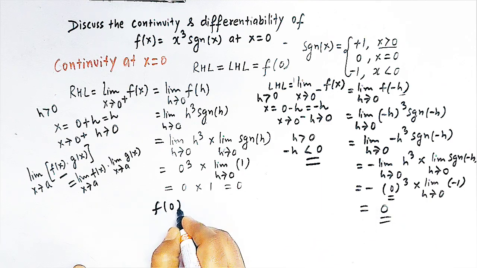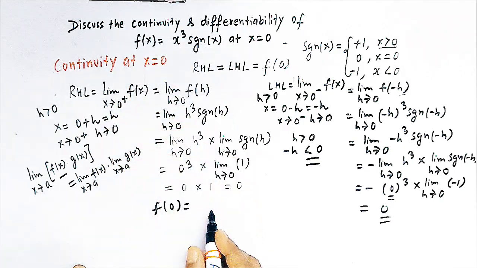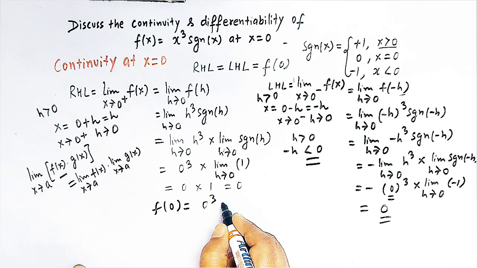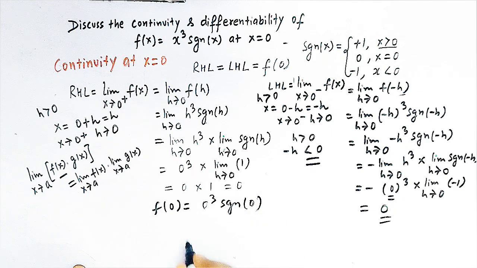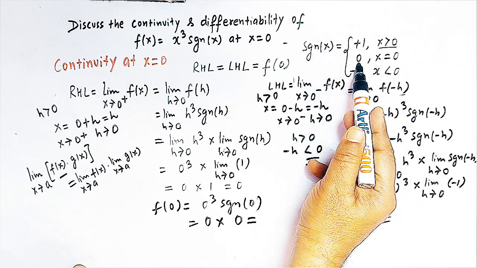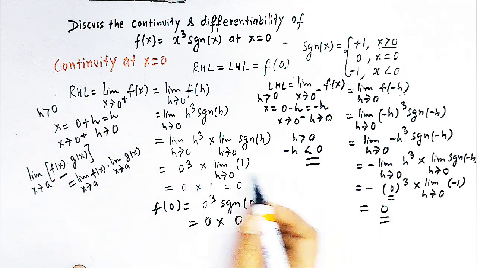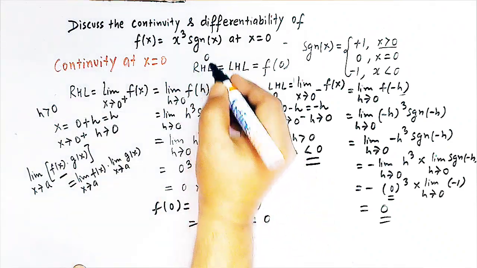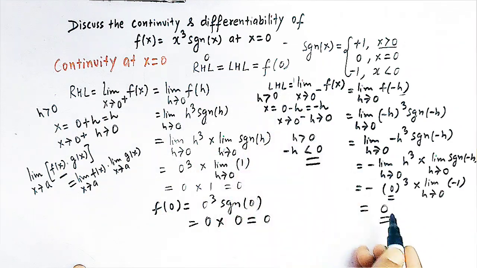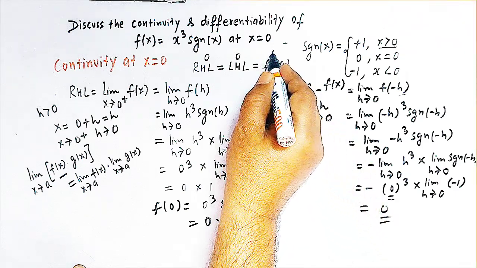Now f of 0 is given by taking x equal to 0 in the function. So we have 0 cube and then signum of 0. So now this is 0, and signum of 0 is 0, because when x is equal to 0, then signum of 0 is equal to 0. So here we have 0. Now we see that the right hand limit is equal to 0, the left hand limit is also equal to 0, and the value of the function at x equal to 0 is also equal to 0.